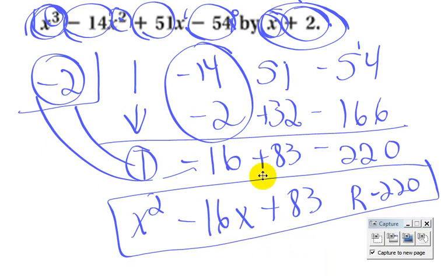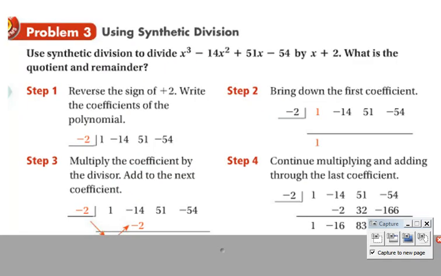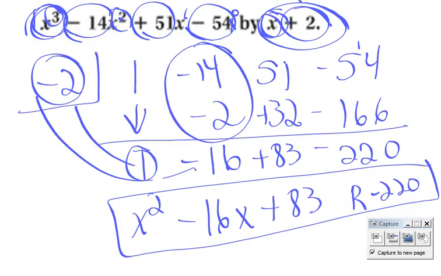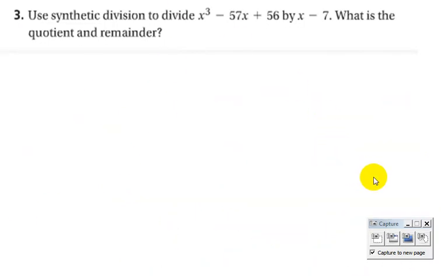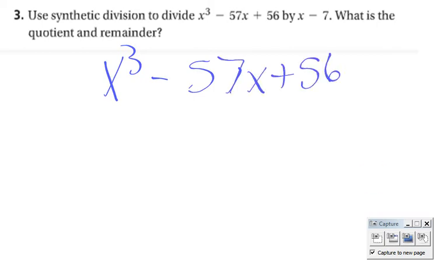Let's work another one before I take questions. Are you ready to move on? So work this on your whiteboards, and if you want to copy it on your notes, you can do that afterwards. It says use synthetic division to divide. The problem is x cubed minus 57x plus 56, and we're dividing by x minus 7.